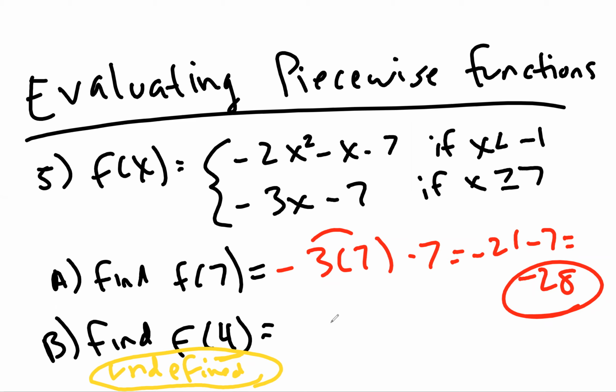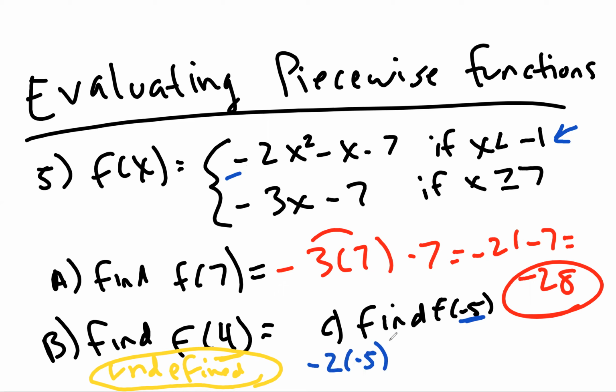So letter C for this same problem. You're going to say, good to erase if you have to, that's okay. I think I can fit it. Maybe find f of -5. So we're going to take -5 and ask ourselves, is -5 less than -1? Yeah. And so I stop right there and I'm going to put it into this first function. So I'm going to have -2 times, instead of an x, -5 squared, minus, in parentheses, -5, minus 7.